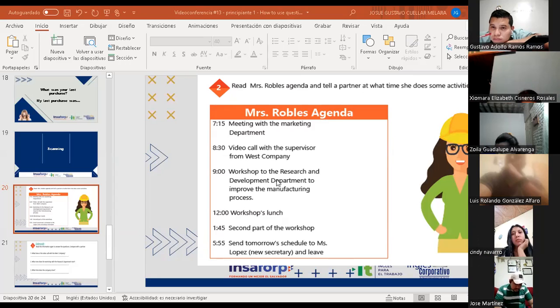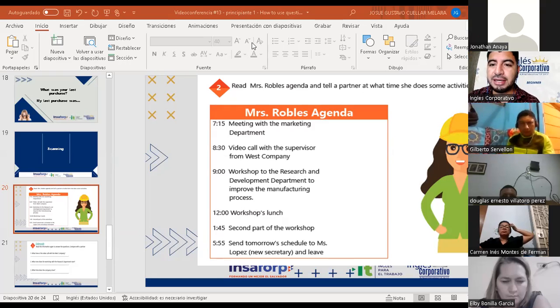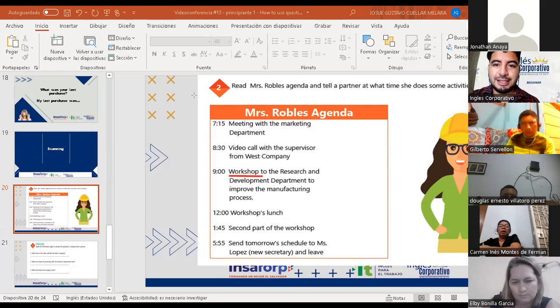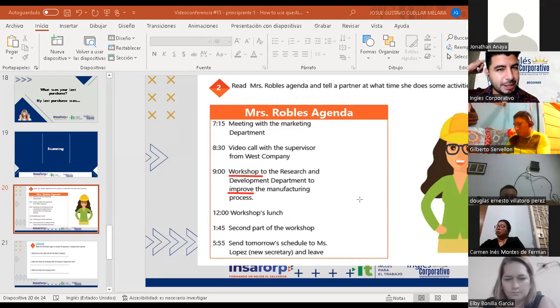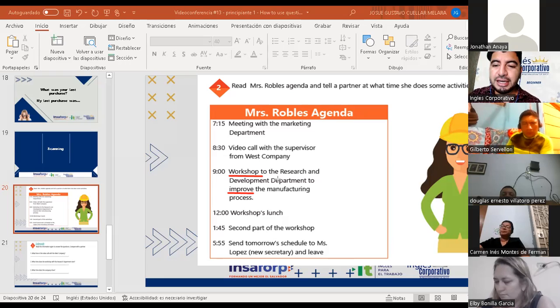And workshops to the research and development department to improve the manufacturing process. Esta palabra también me gustaría que la anotara. Improve. Okay, workshop significa taller, capacitación. Improve significa mejorar. Esa palabra para mí es clave. Y ya sabemos que es Research and Development Department, que es el departamento de desarrollo e investigación.